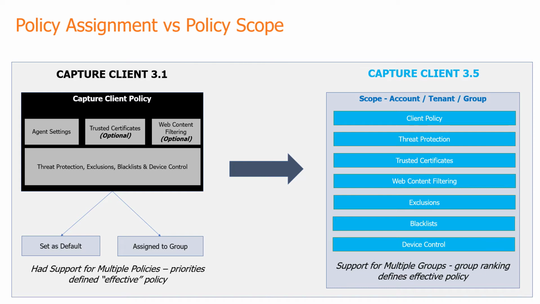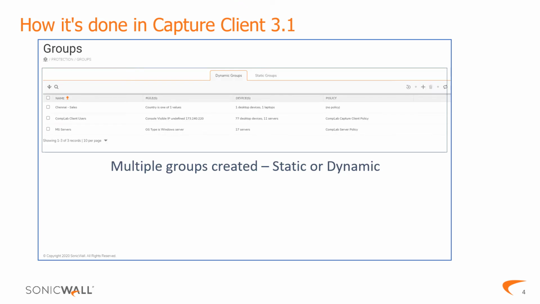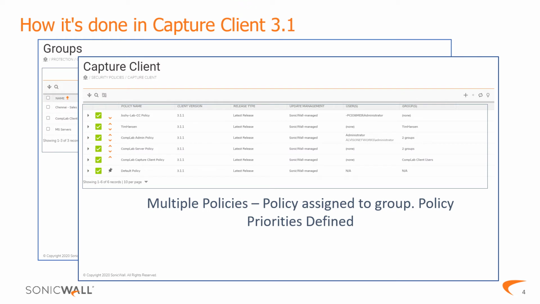In Capture Client 3.1, custom policies had to be manually assigned to groups and default policy was available as a catch-all. A typical workflow in Capture Client 3.1 is executed by creating static or dynamic group, creating multiple policies, and mapping the policies to the groups. If an endpoint matched multiple groups, and hence policies, it was assigned to the policy that took higher priority.